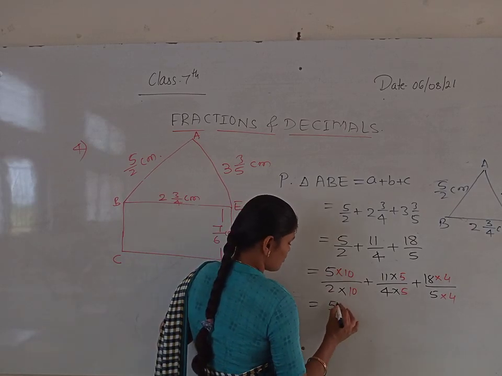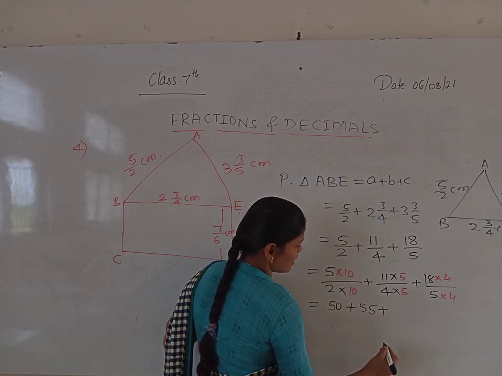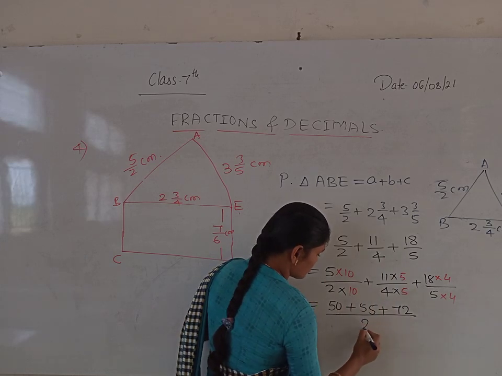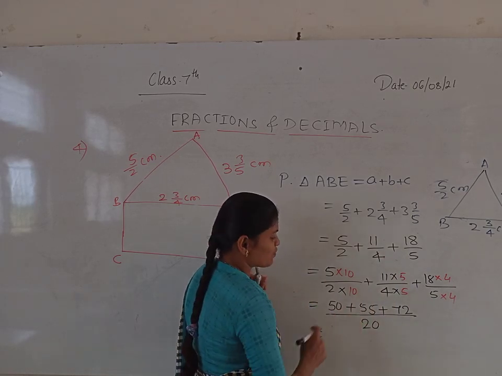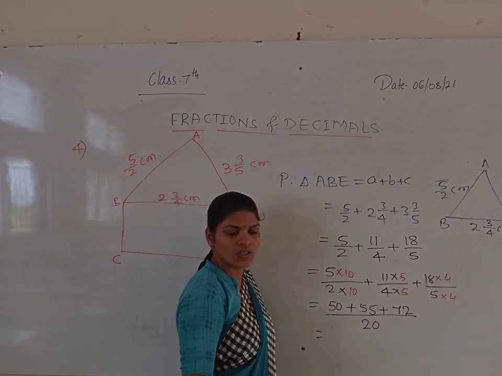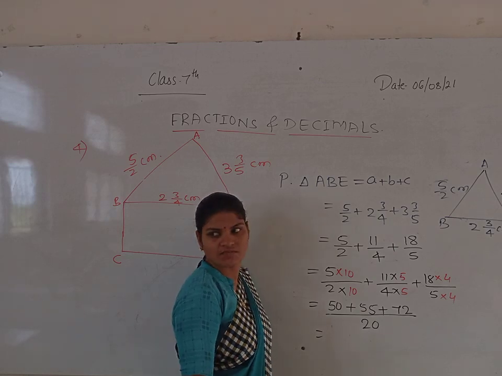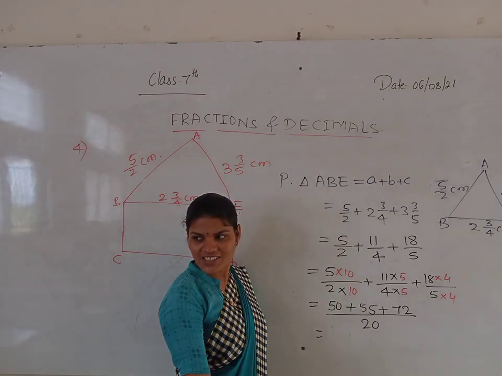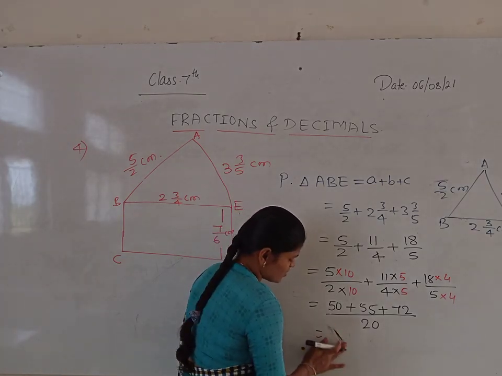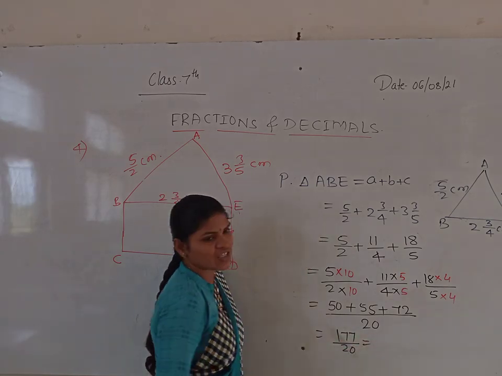5 10s are 50 by 20 plus 11 5s are 55 by 20 plus 18 4s are 72 by 20. Together I will keep here. 50 plus 55, 105. 105 plus 2, 107. 107 plus 70, 177. Yes or no? Yes, 177. It is not in the table of 20, so we can keep this one in a mixed fraction.